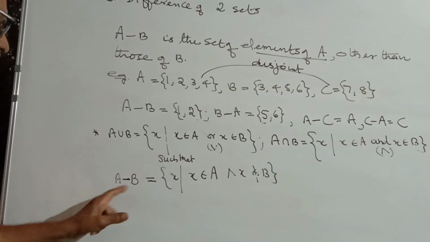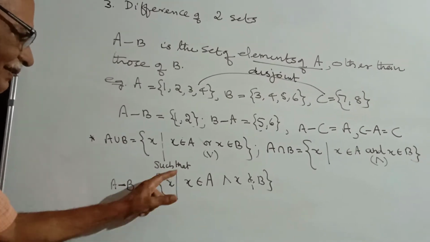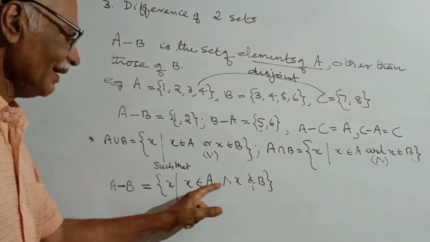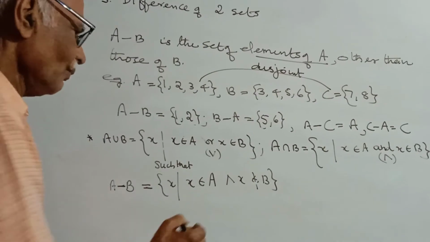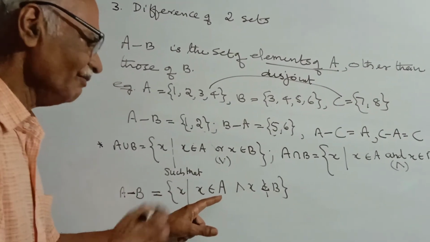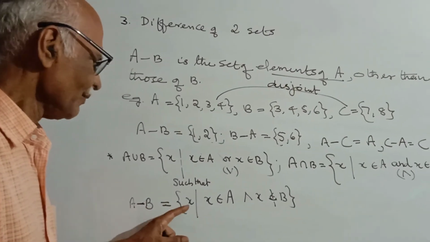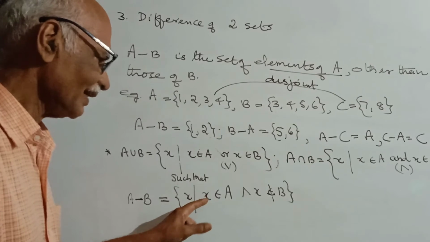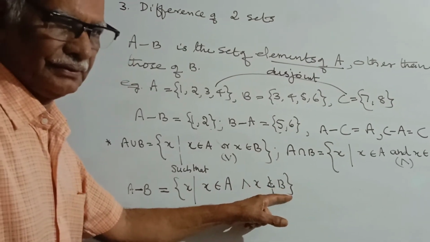Now A minus B is the set of X such that X is in A and X is not in B. So we are giving importance to A and we remove all those common elements. So A minus B is a set of X such that X is in A and X is not in B.